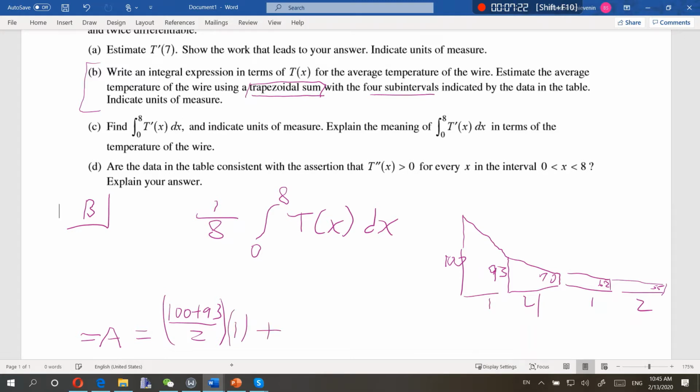Okay, what would the second trapezoid be? 93 plus 70 over 2 times my base, 4. Plus, I'm going to do the same thing, 70 plus 62 over 2 times 1. Plus, this is 62 plus 55 over 2 times 2.